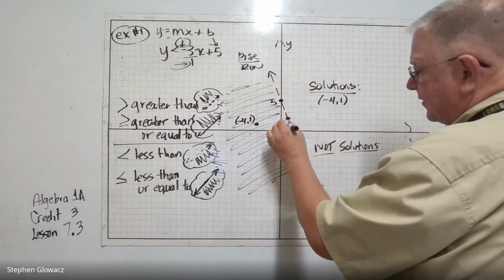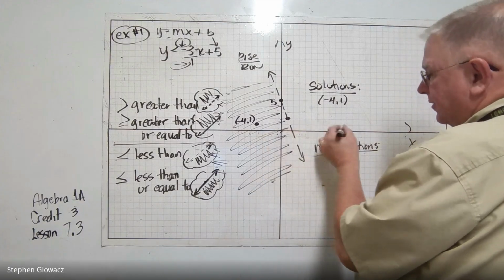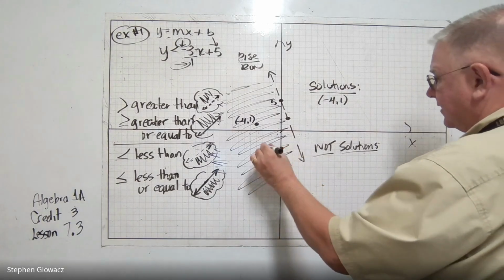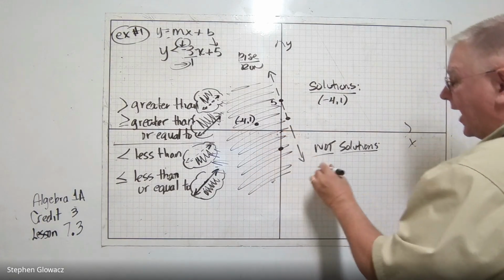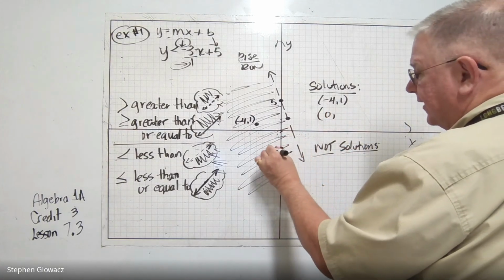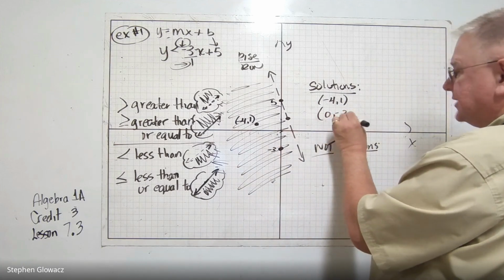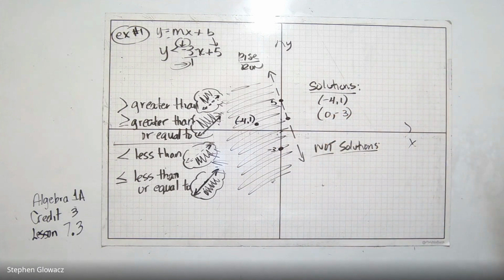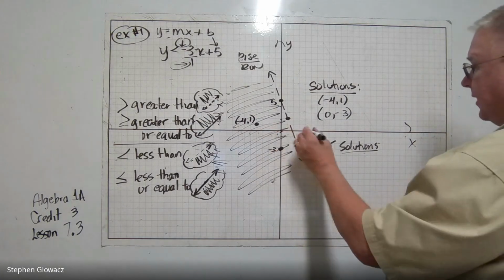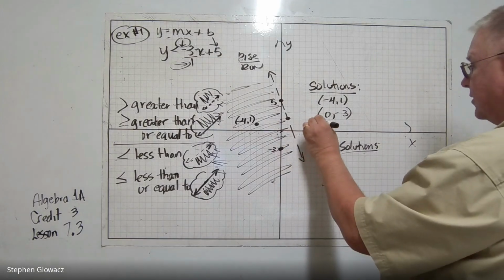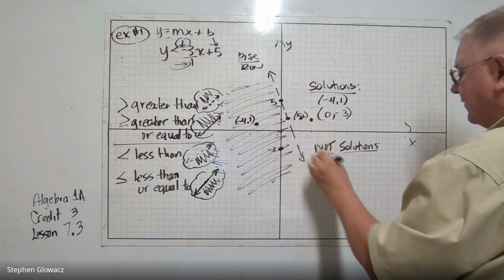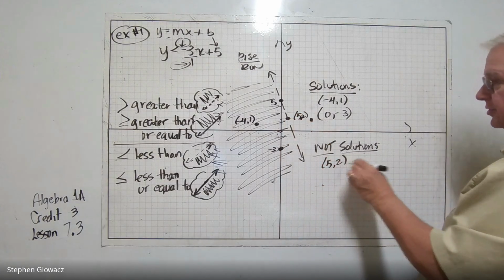And how about something right on the y-axis? We did one on the x-axis. Let's do one on the y-axis. How about here, so if we're on the y-axis, the x-coordinate is going to be 0. We go down 3, that's negative 3 there. 0, negative 3. Our non-solutions, let's pick a point, I don't know, maybe here. So that would be 5 to the right and 2 up. So 5 and 2 would be not a solution.